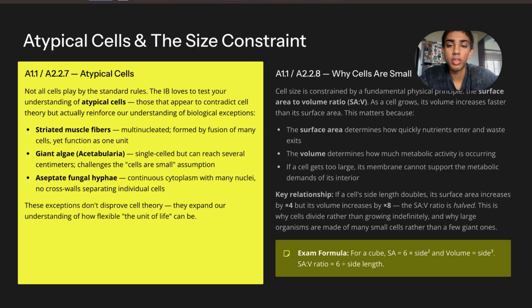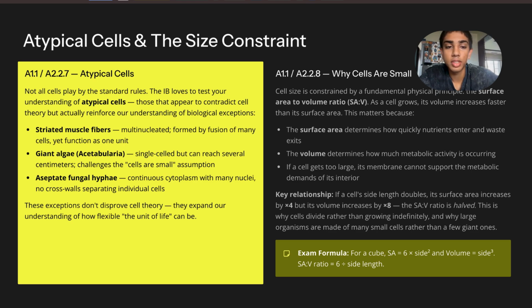Skeletal muscle fibers are incredibly long and contain hundreds of nuclei working together in one continuous cytoplasm. Mature red blood cells throw away the nucleus entirely to make room for oxygen. And similarly, phloem sieve tube elements in plants hollow themselves out, losing the nucleus and most cytoplasm to allow sap to flow cleanly through the stem.